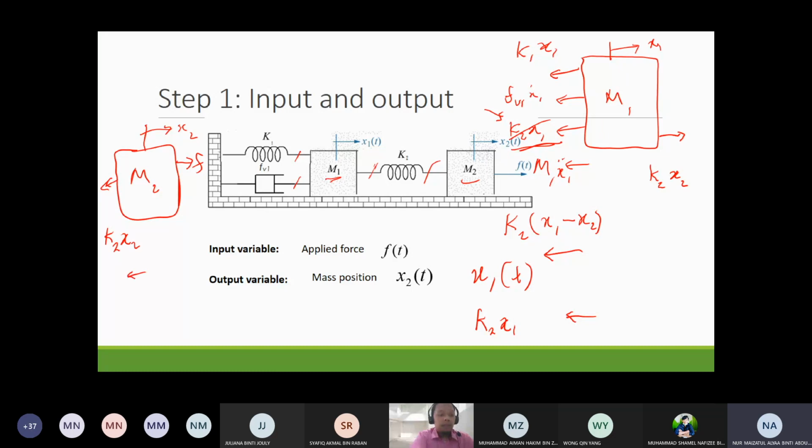Okay, saya tak boleh lukis dekat diagram ni sebab sempit. Okay, jangan salah faham pula.